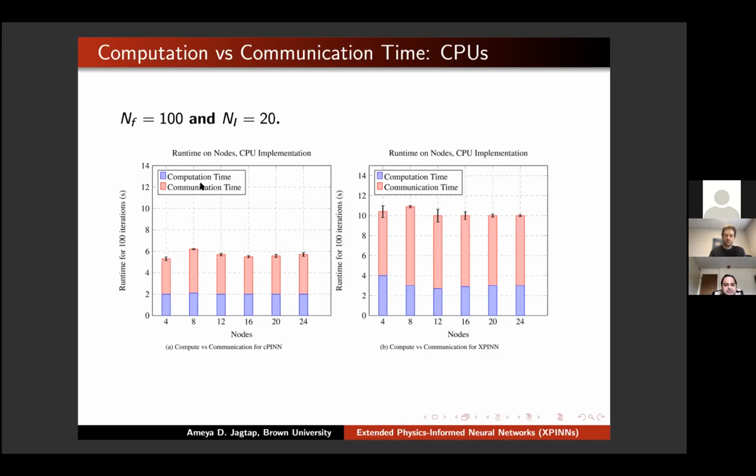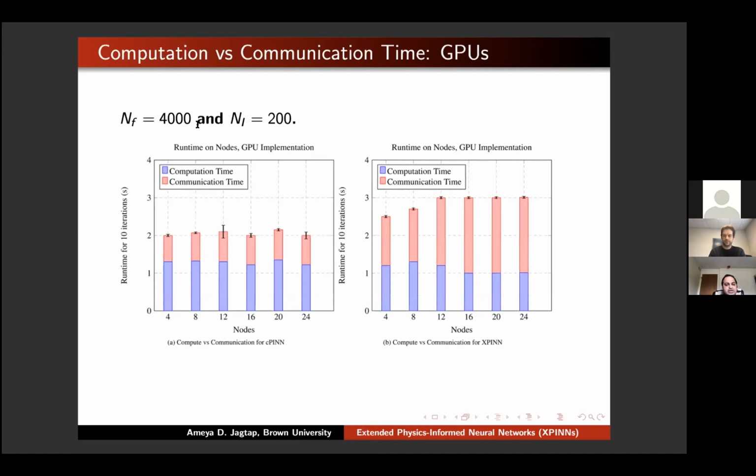Okay, sorry. In this case, both computation and communication time for CPIN is less compared to XPIN, because if you see, the interface condition for XPIN is a complete governing equation, and not just the fluxes, as opposed to the fluxes in the CPIN case. So we are calculating additional derivatives here, and that's why the computation and communication time is more in case of XPIN.